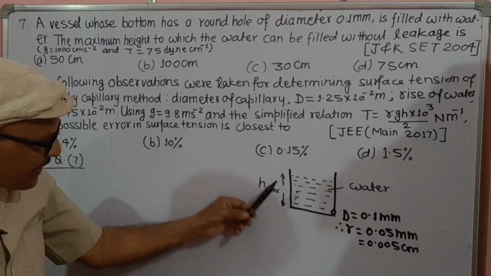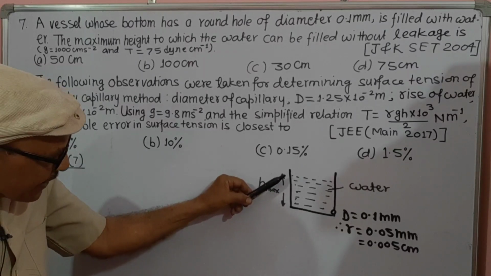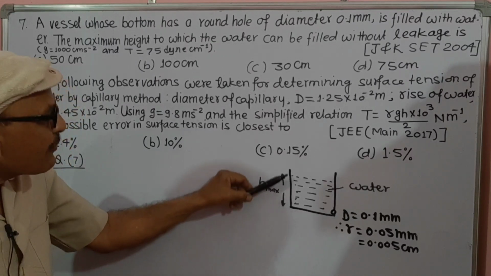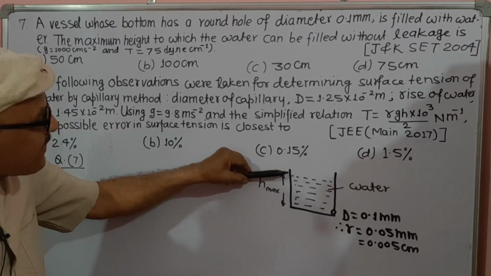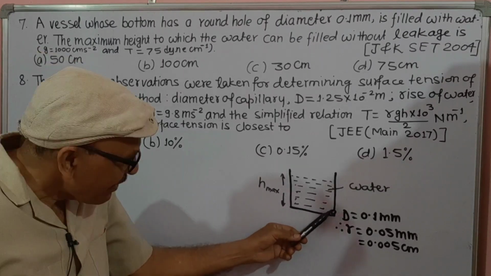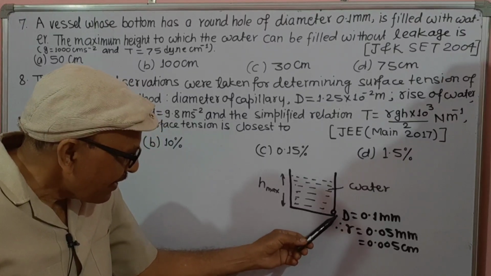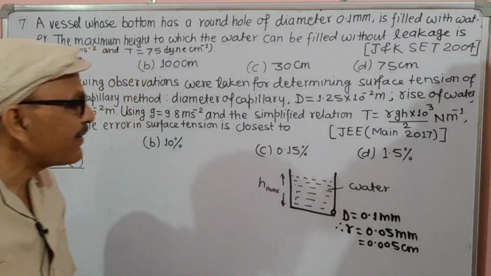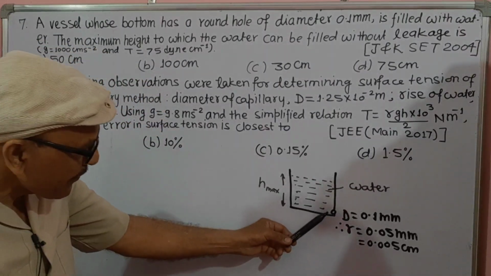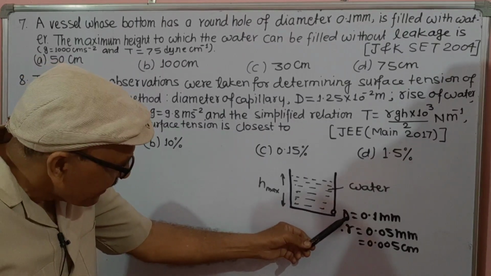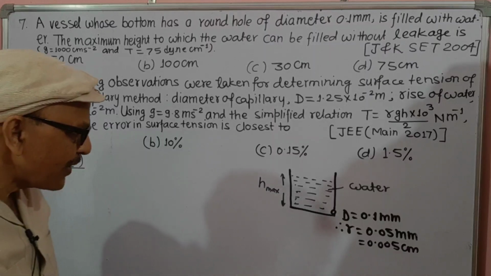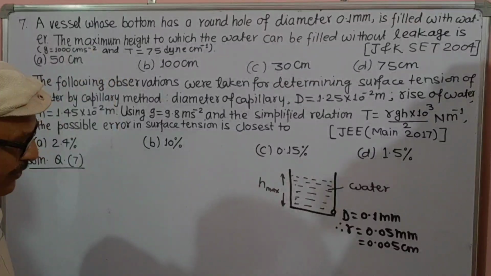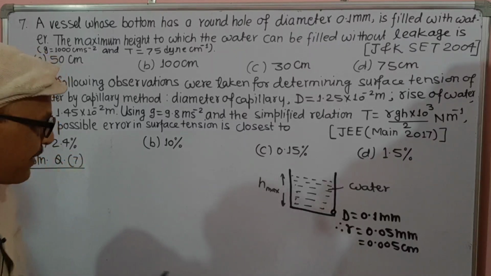Suppose this is the vessel in which water has to be filled to the maximum height H max without leakage from the circular hole of diameter 0.1 millimeter at the bottom. So, D is equal to 0.1 millimeter, radius will be equal to D upon 2, which is equal to 0.005 centimeter.